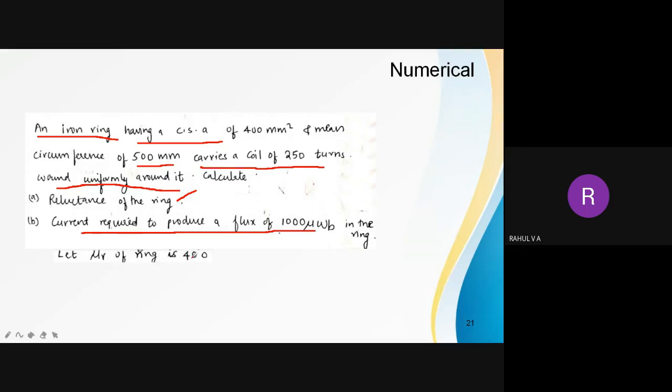Okay, it is a simple ring. Not like there are two sections. It is having only one section. It is just a magnetic circuit.